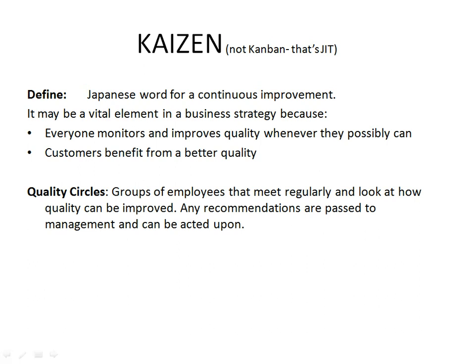So, quality circles. They are small groups of employees that meet regularly and look at how quality can be improved. Any recommendations are passed to management and may be acted upon. A key component of Kaizen is quality circles. They need to make sure that everything is monitored, that they can check back, and it's just a way of checking up, I suppose. So Kaizen and quality circles are linked together.